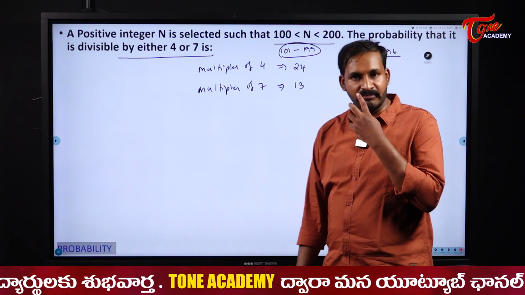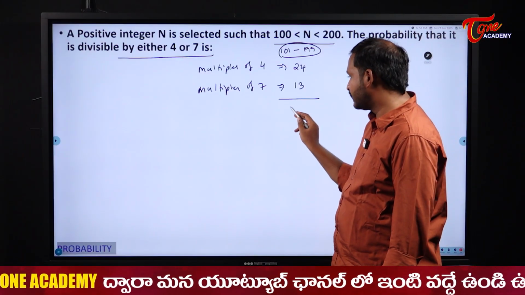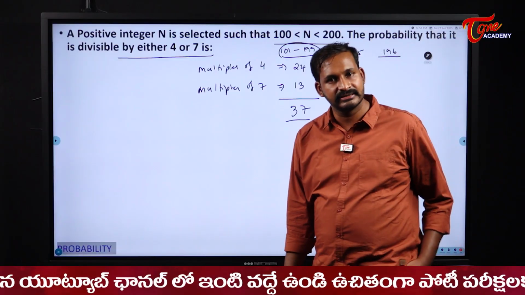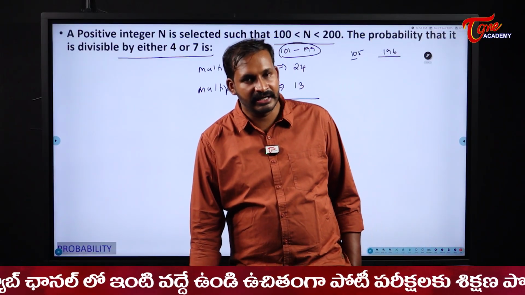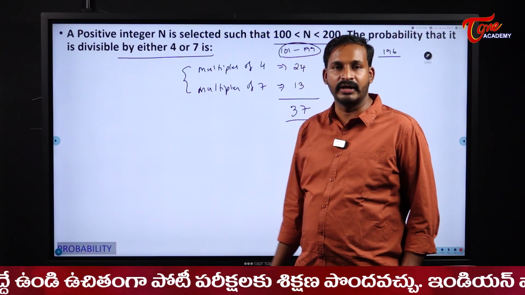Overall, we will have 13 multiples. Now, what does it become? 24 plus 13, sir, 37. So the probability is 37 by 99. Is that correct? 37 by 99? No. Why? What is the reason? There can also be common multiples between 4 and 7.